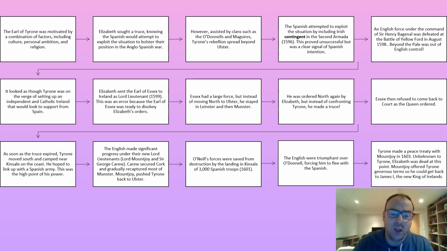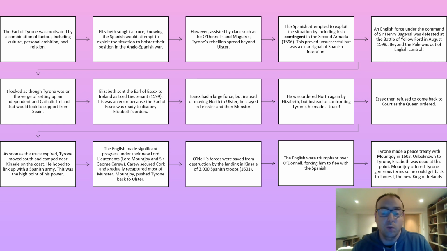O'Neill's forces were saved from complete destruction by the landing in Kinsale of 3,000 Spanish troops in 1601. The English had been triumphant over O'Donnell, one of the key clans, and had forced him to flee with the Spanish. And then eventually Tyrone made peace with Mountjoy in 1603. What Tyrone didn't know was that Elizabeth was already dead at this point.